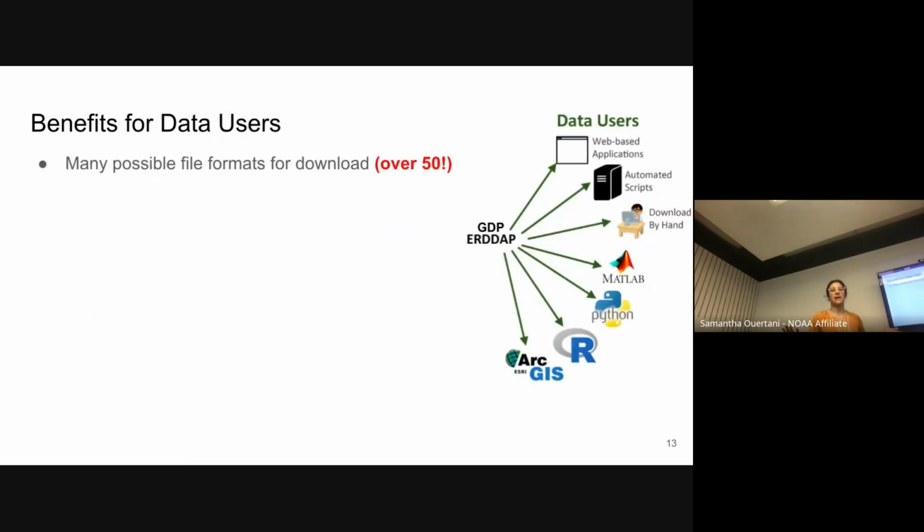Now we can get into the benefits for data users. So one of the most exciting things is that ERDDAP is able to provide over 50 different file format downloads to users. And here are some of the 50. I could not list all of them, but hopefully you can see some of your favorite file type options. And just know that this is going to increase scientific data access because your users will no longer have to convert between different file types just to work with your data.